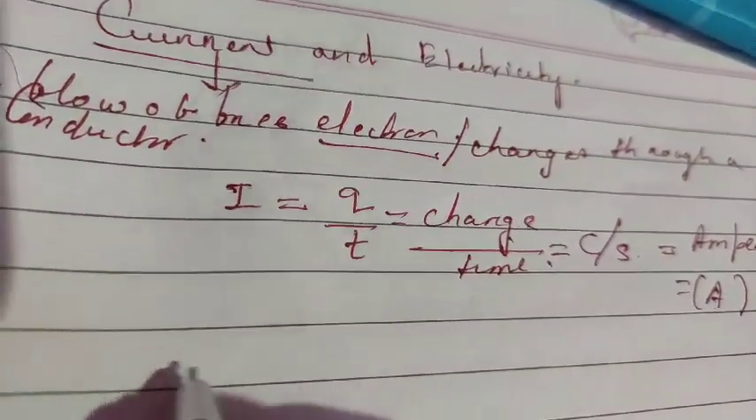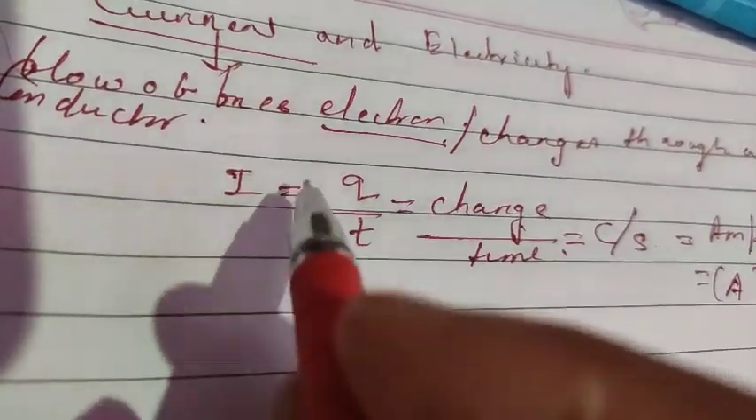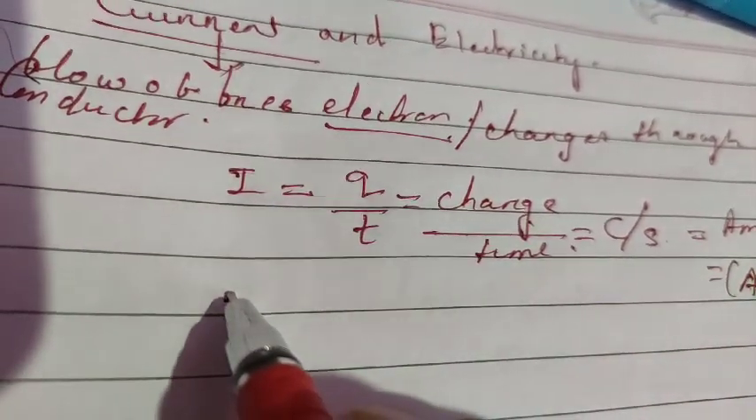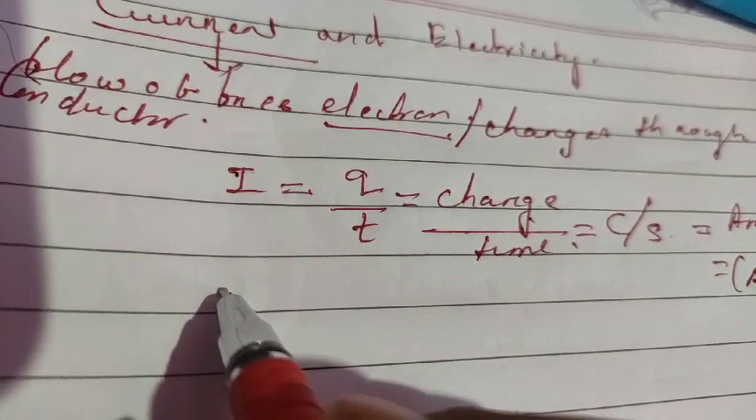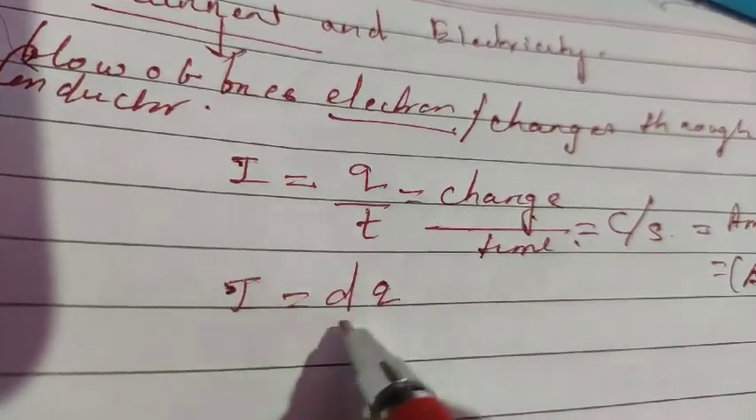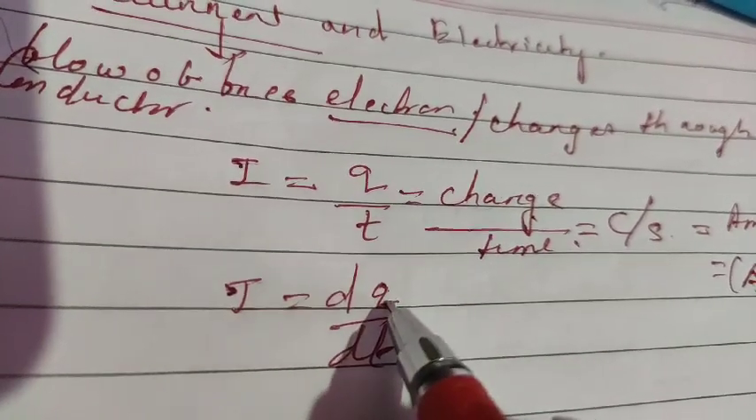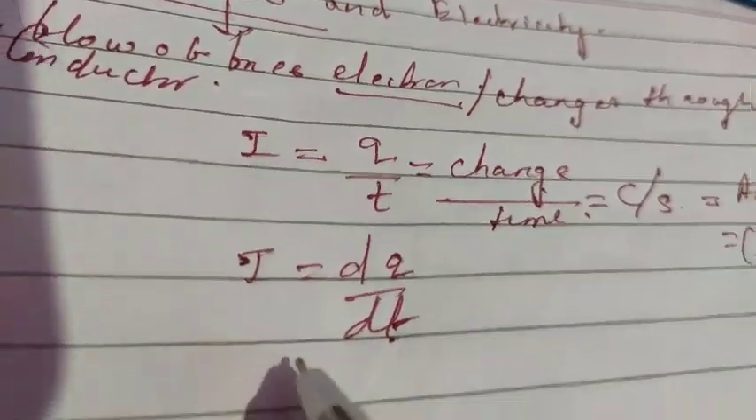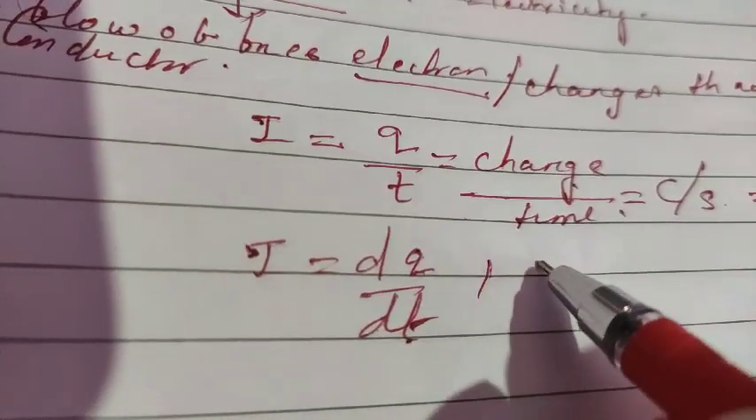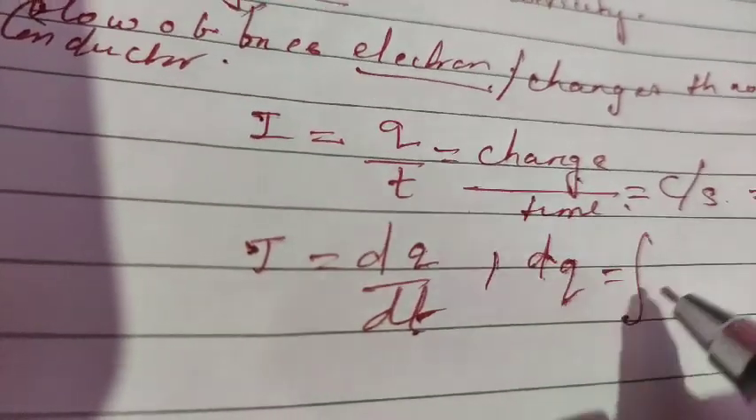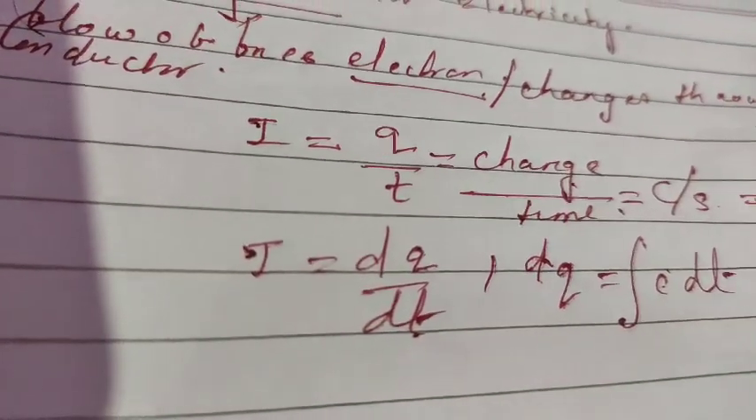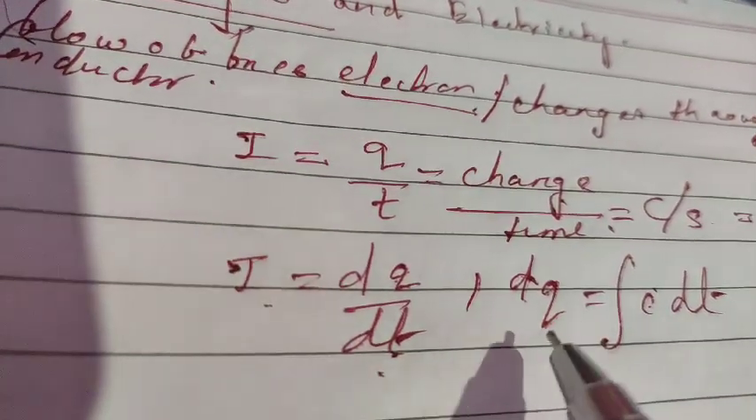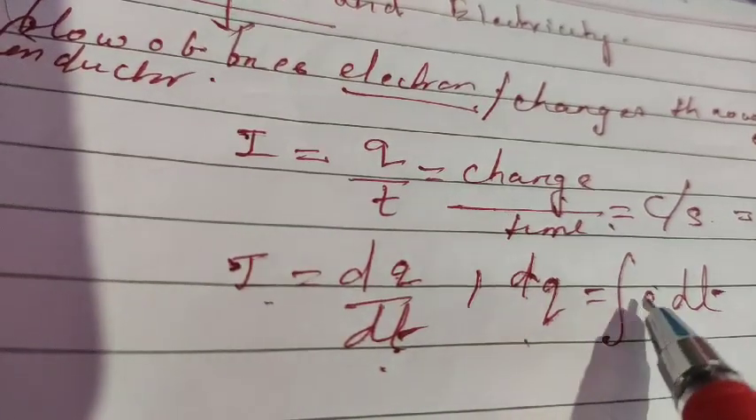Now you see, as you are in class 12, there is a differential form of the formula which you have to remember. Suppose your I is, students, dq by dt. This I can write because q is the charge and t is the time here. Clear? And if I ask you, students, what is dq? So dq is nothing but integration of I dt. So please remember this formula, that is I is equal to dq by dt and dq is integration of I dt.